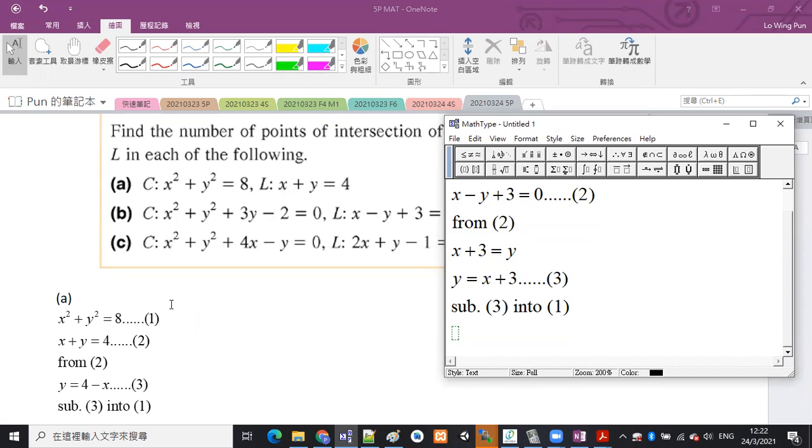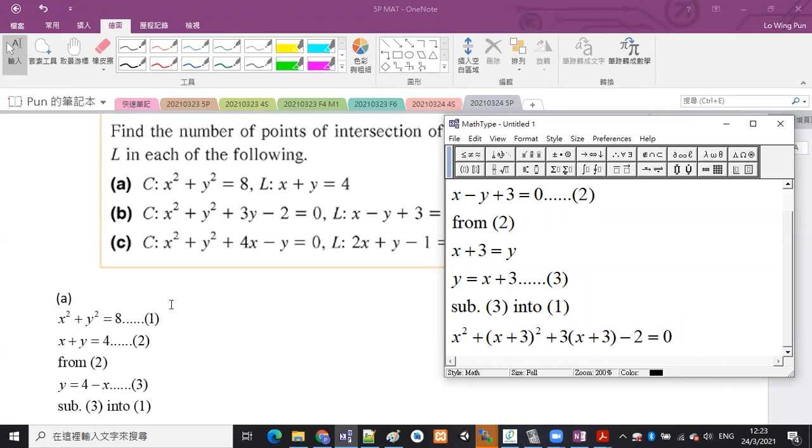And then equation 1 is x squared plus y squared. But the y becomes x plus 3, bracket square, plus 3y. And y becomes x plus 3 again. And then minus 2 equals 0. You get this?